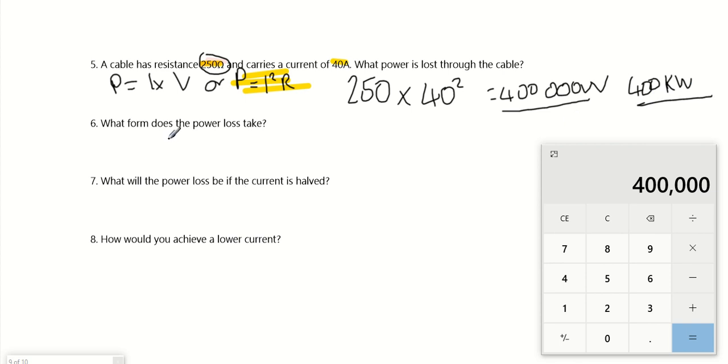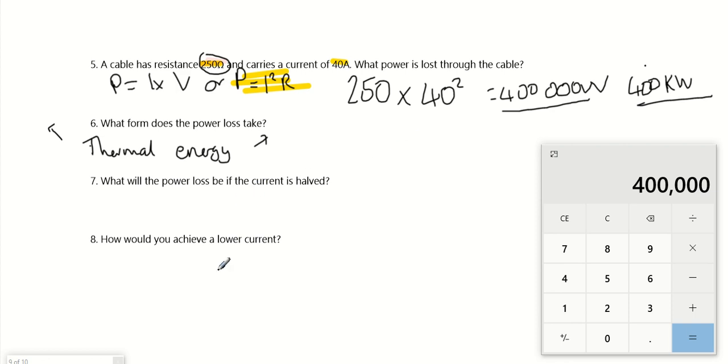Okay, what form does the power loss take? That is thermal energy. That's the heat loss, dissipated into the environment. What will the power loss be if the current is halved? So the cable resistance is this, so that's 400 kilowatts of thermal energy lost.